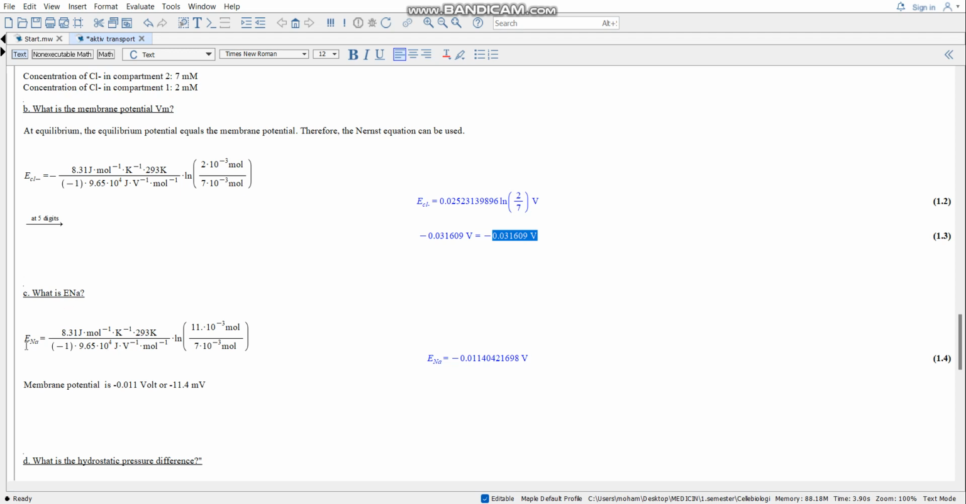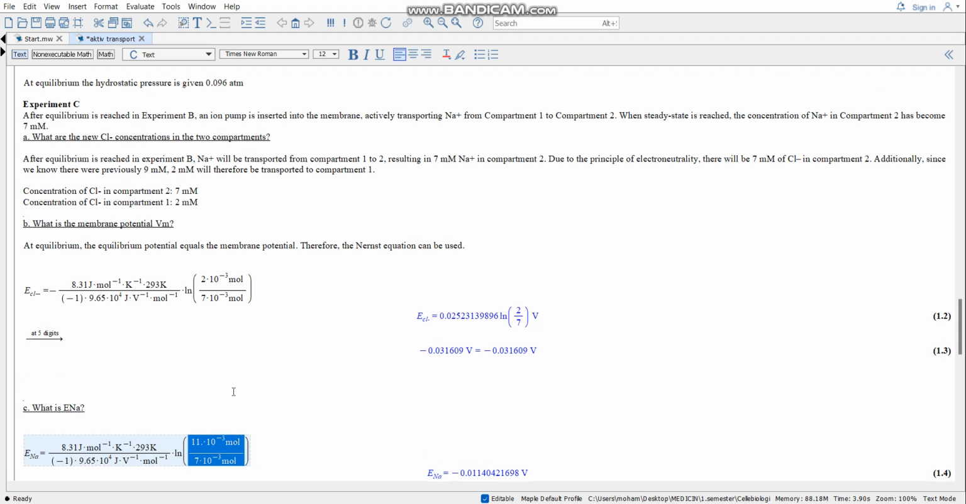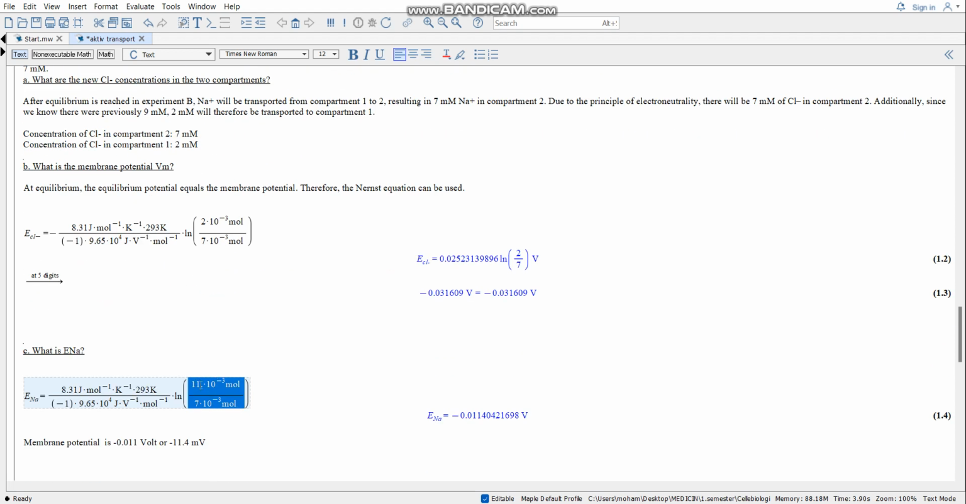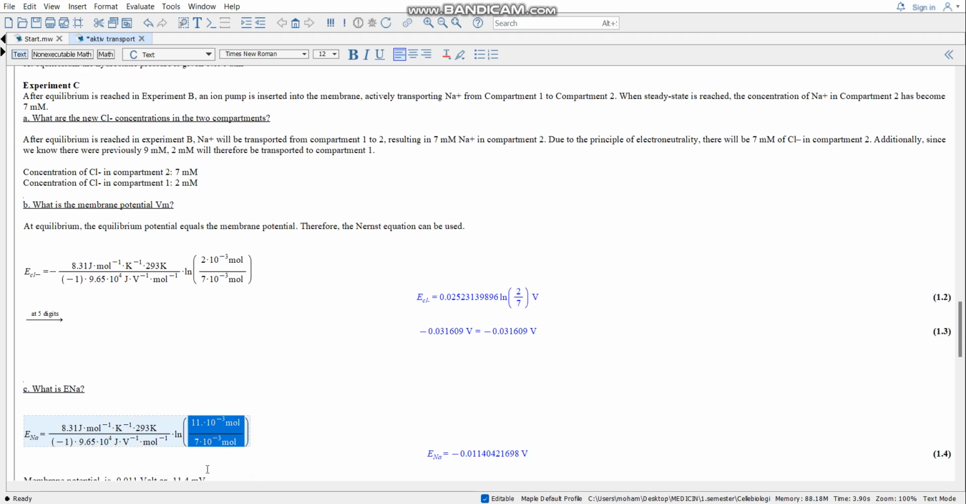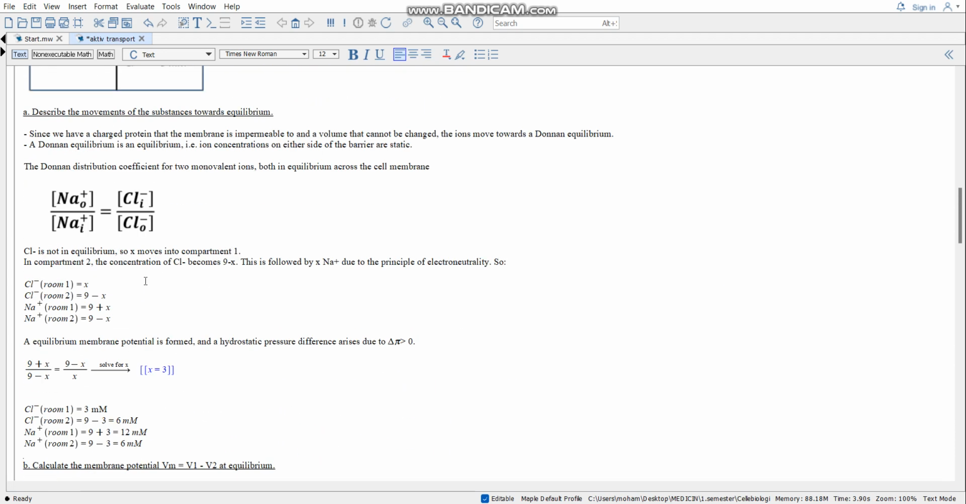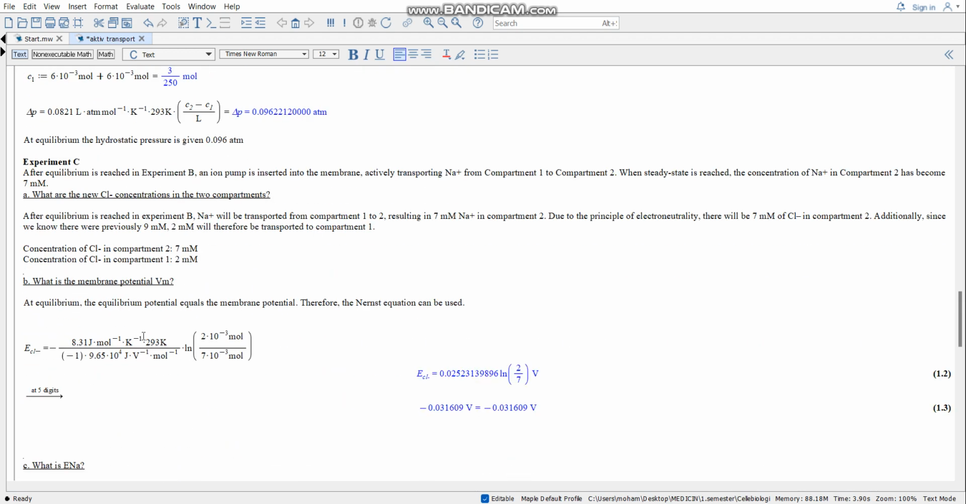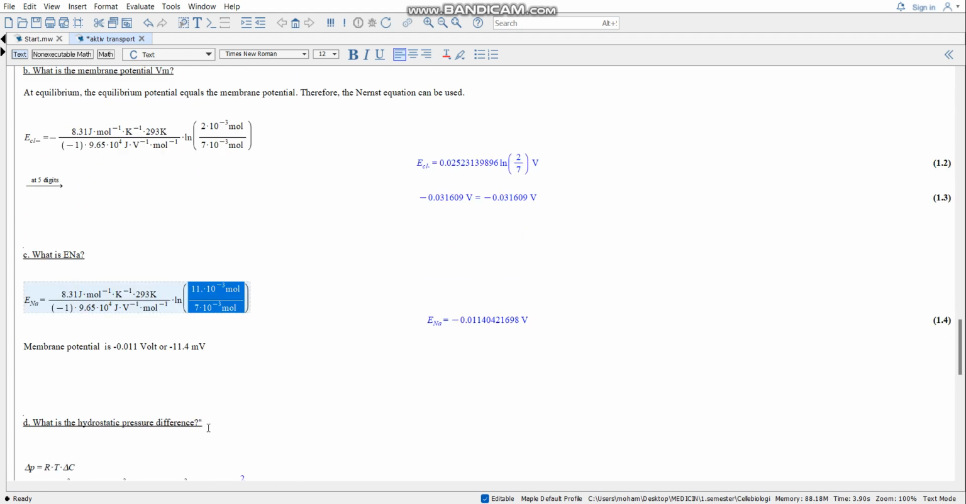Now what is the Nernst potential when we take sodium into account? Well, we can use the same formula here. Of course, the ion valence is now changed, and these two concentrations are also changed, right? Here we know it must be 11 and 7 millimoles respectively for the two compartments when we're talking about sodium. So that gives us the membrane potential of minus 11.4 millivolts.